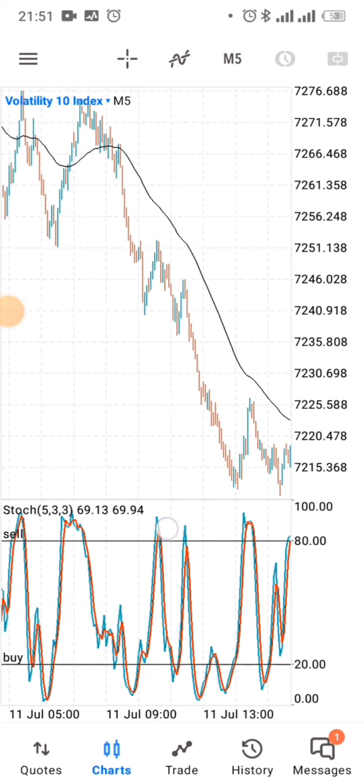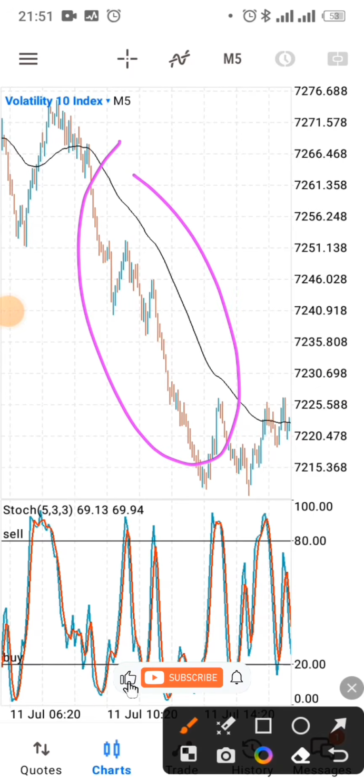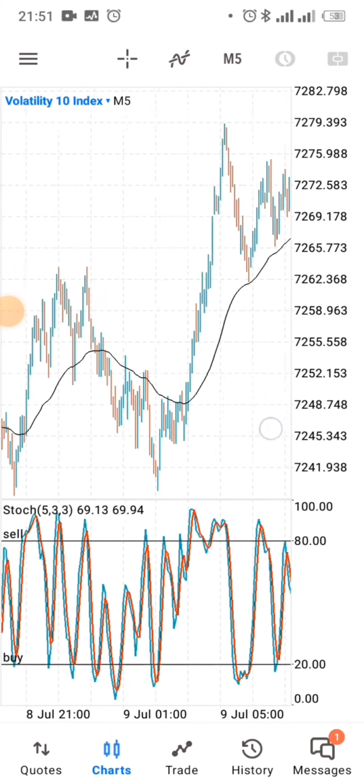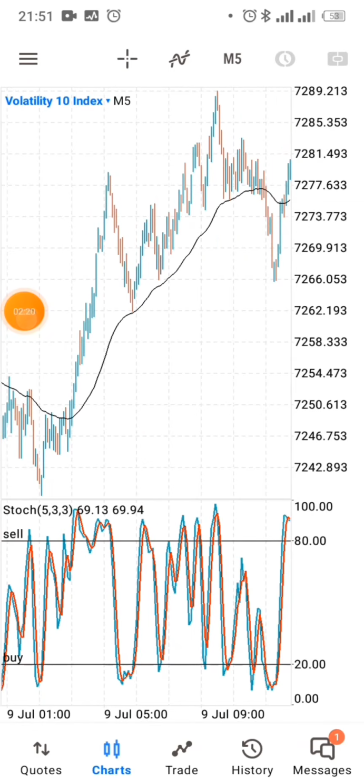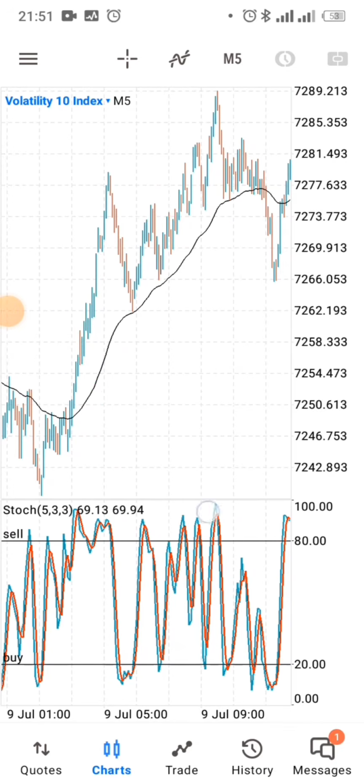And the market is truly trending, as you can see, let's take this for example. When the market is trending downwards, the moving average is going to be above the candlesticks. That's what you just have to look for in a downtrend. And in an uptrend, the moving average is going to be below the candlesticks, just like this over here. So it's very simple.